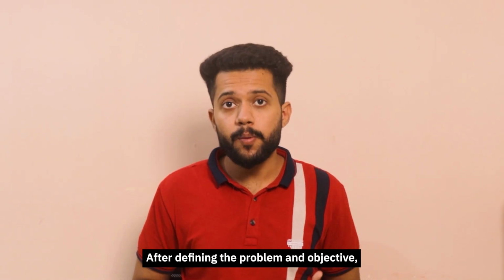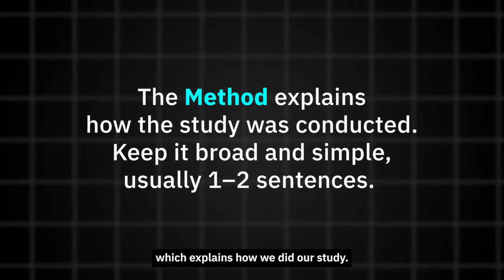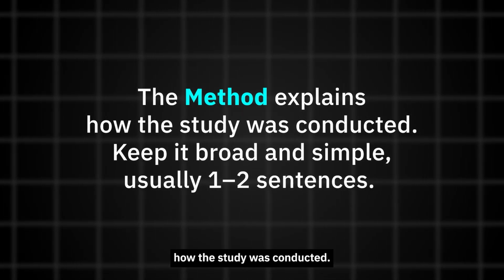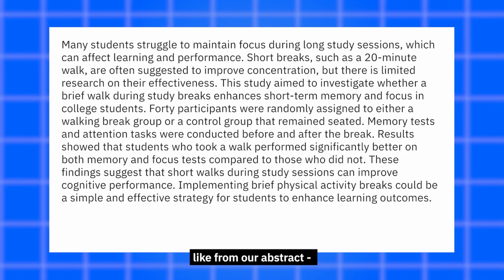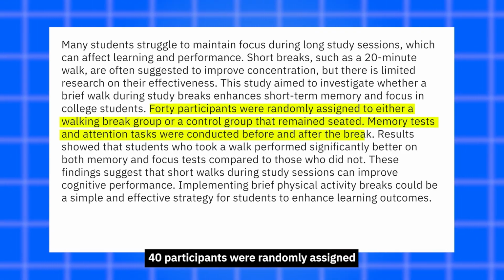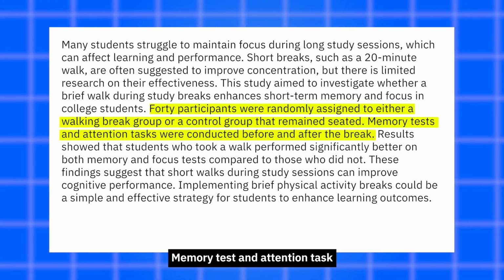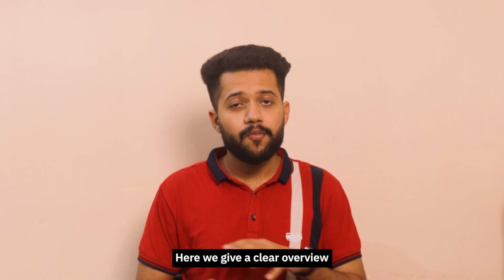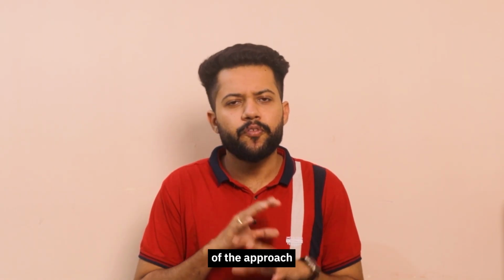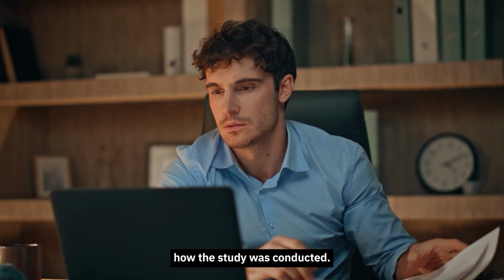After defining the problem and objective, the next part is method, which explains how we did our study. The method explains how the study was conducted. Keep it simple and 1 to 2 sentences long. Like from our abstract, 40 participants were randomly assigned to either a walking break group or a control group that remained seated. Memory tests and attention tasks were conducted before and after the break. Here, we give a clear overview of the approach without going into every tiny detail. Readers can easily understand how the study was conducted.